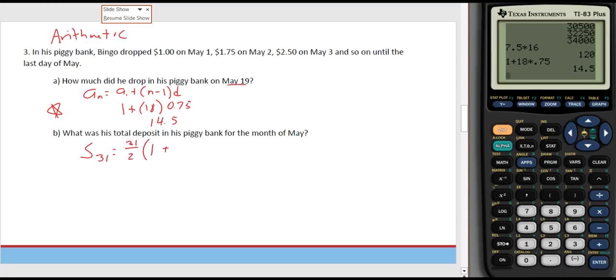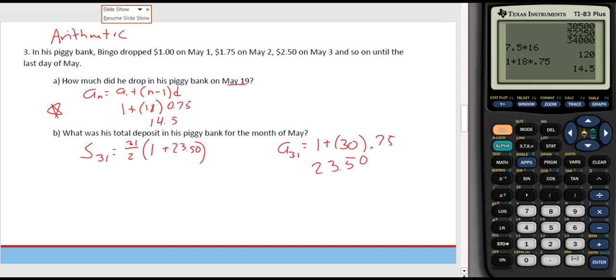First term plus last term, which we don't know yet, right? So I can use that formula to find the term of a sequence. 31st term would be 1 plus N minus 1 times the common difference of 75 cents, right? So that would be $23.50, what he put in his piggy bank on the last day of May.